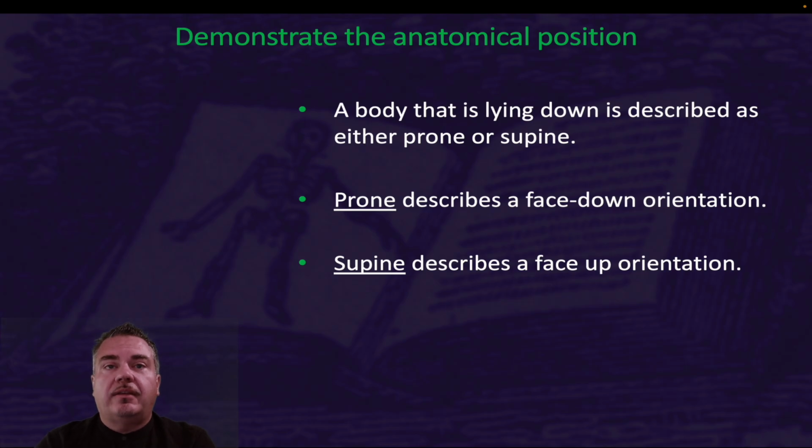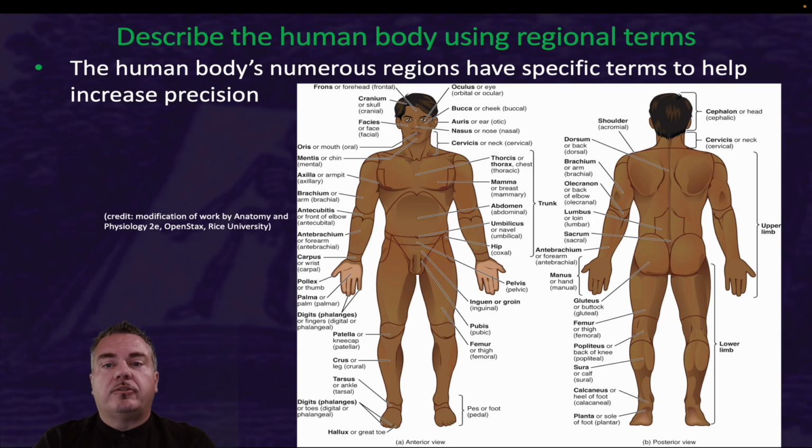A body that is lying down is described as either prone or supine. Prone describes a face-down orientation, while supine describes a face-up orientation. The human body's numerous regions have specific terms to help increase precision, things you will be learning about during this course. For example, you might informally call the upper arm the arm, or brachium. In contrast, the lower portion of the arm is called the forearm or antebrachium.